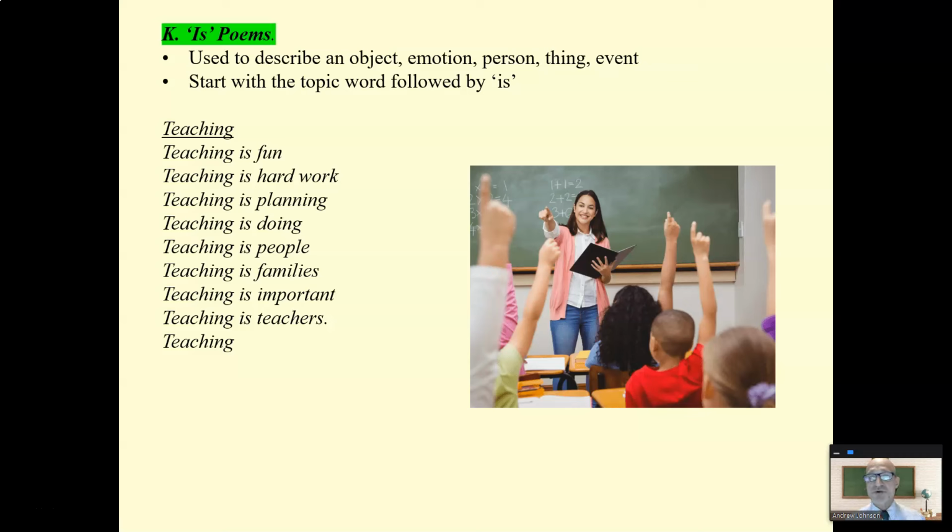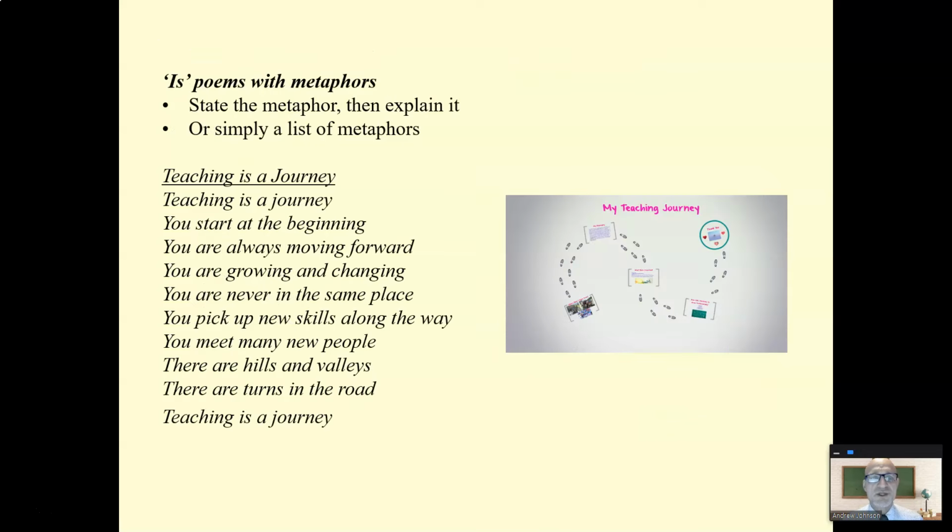"Is" poems are used to describe an object, emotion, person, thing, or event. Start with a topic and then follow it with "is." Something is, something is. Teaching is fun. Teaching is hard work. Teaching is planning. Teaching is doing. Teaching is people. Teaching is families. Teaching is important. Teaching is teachers. Teaching. Or if I wanted to revise, I could simply say: teaching, fun, hard work, planning, doing, people, family, important, teachers, teaching. Ooh, I just thought of that just now. I could eliminate the whole "is" thing.